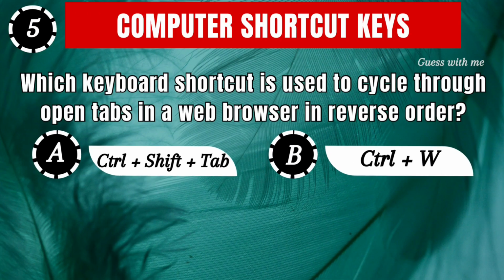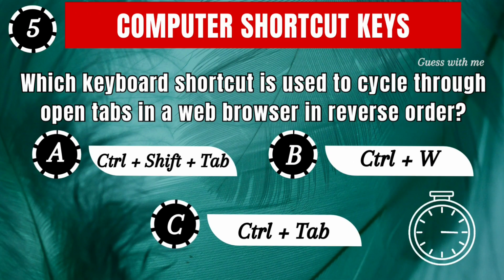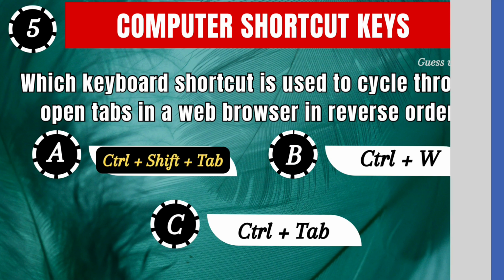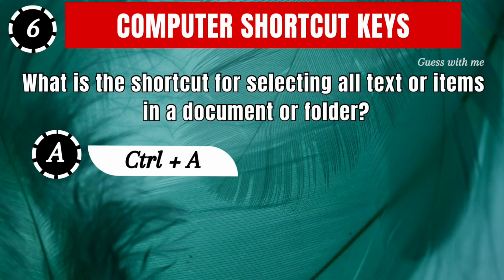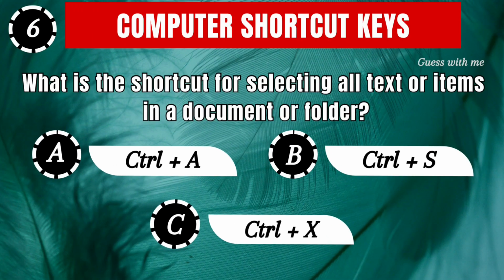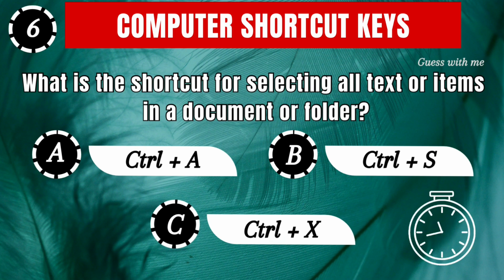Number 5. Which keyboard shortcut is used to cycle through open tabs in a web browser in reverse order? Option A is right. Number 6. What is the shortcut for selecting all text or items in a document or folder? Option A is right.